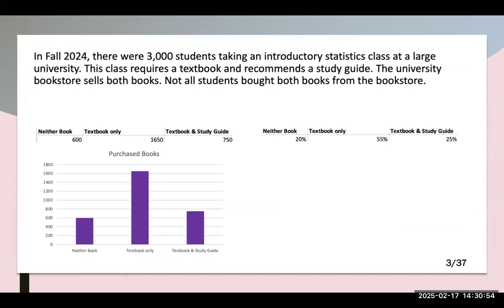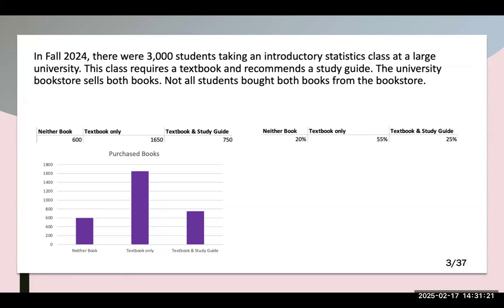So notice that I can take these numbers, like the number of students who bought neither book, and I can make it into a percentage. So 600 of the 3,000 students didn't buy a book. So that is 20%. You can put it into your calculator and check. That's 20% of the students didn't buy either book from the bookstore, while 1,650 over 3,000 is 55%, and 750 over 3,000 is 25%.